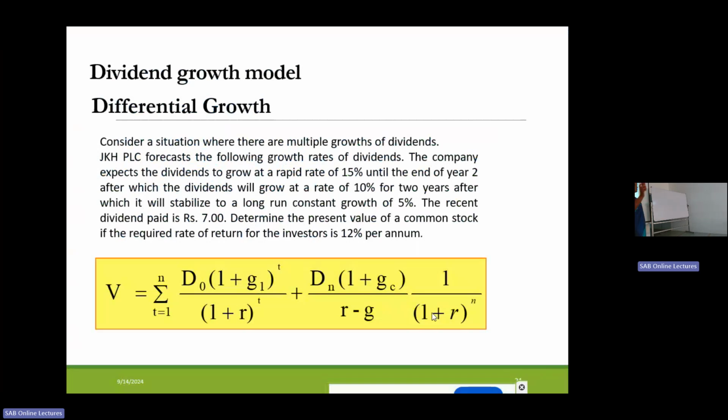Draw the timeline and put the information given here into the timeline. So you can do that. Draw a timeline and put the information into it. So likewise, the timeline goes like this.